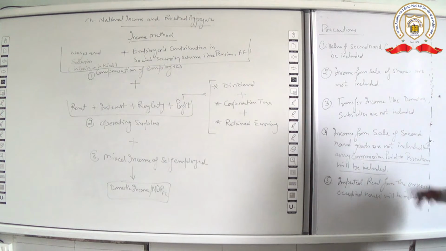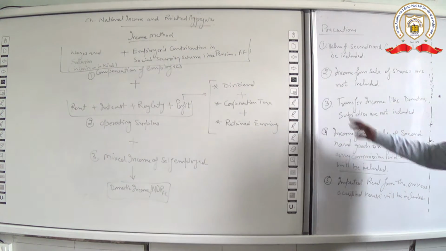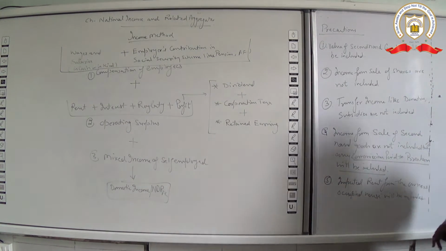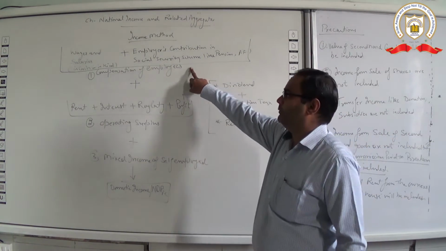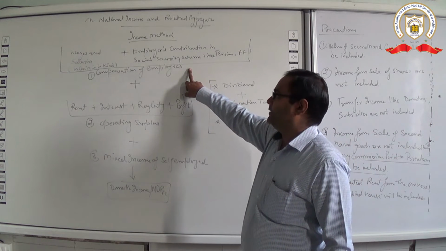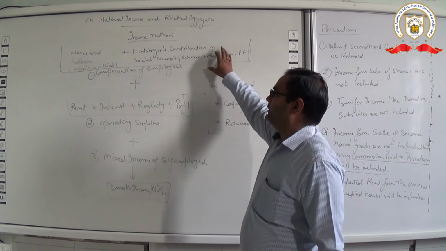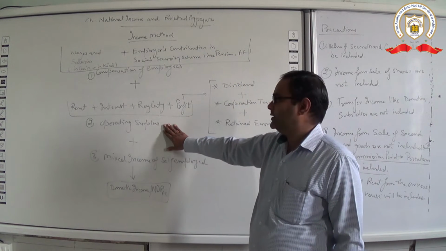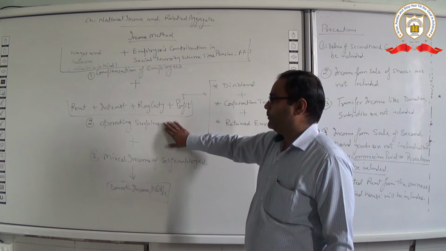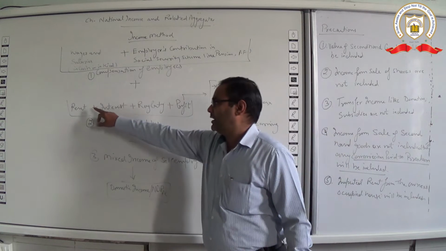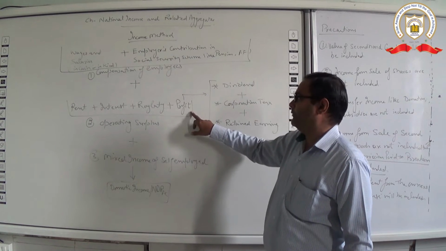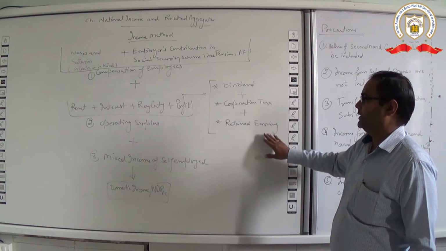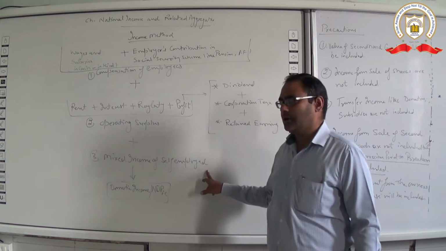Now, I hope the concept will be clear to you: what is the income method, and what are the precautions. In the income method, compensation of employees means the employees are getting salaries and retirement benefits from the organization. Operating surplus is the income from property and entrepreneurship. Its subcomponents are rent, interest, royalty, and profit. Profit also includes dividend, corporation tax, and retained earning, and then there is mixed income of self-employed.